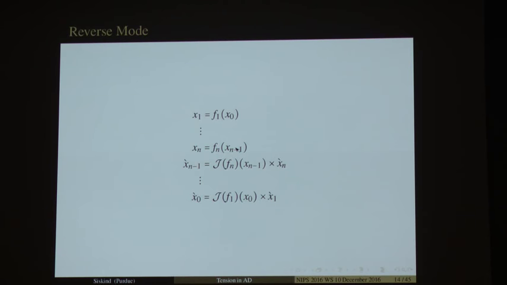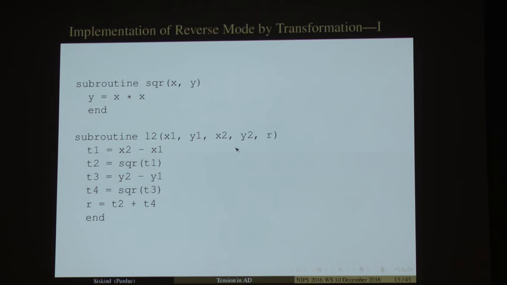We don't actually need the tape. We only need the values. We only need those values that actually happen to occur over here. So we can do various kinds of static analyses to keep track of which values are going to be used during the reverse phase. So let me show you an example of how that's done.